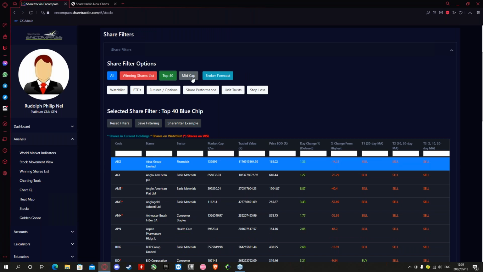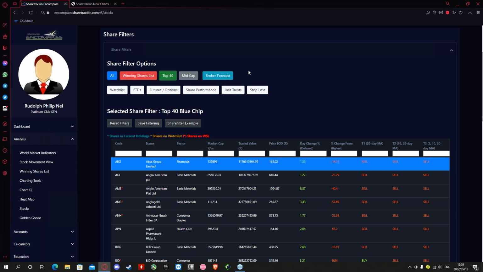So mid-cap shares is a little bit more of your cheaper to expensive shares. So it's not really too cheap or really too expensive to buy. This would be more or less the shares that you would be interested in investing in at the beginning, all right? Because these shares aren't too expensive to buy. Okay, and then your broker forecast will only show you what the brokers are currently doing, telling you if those shares are in a buy or in a sell trend.